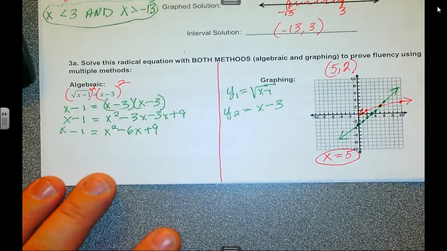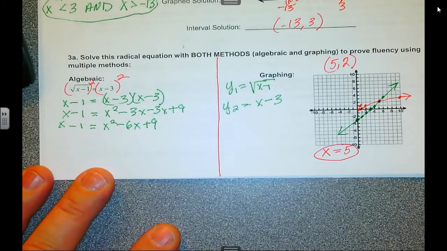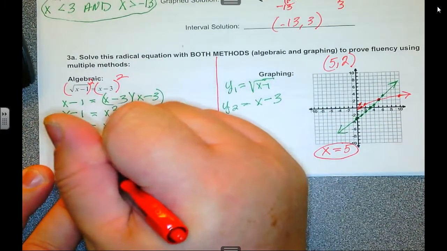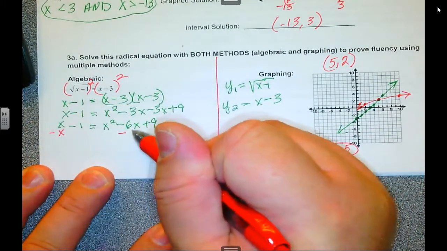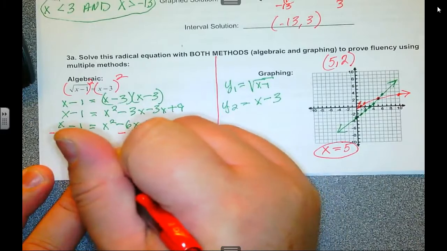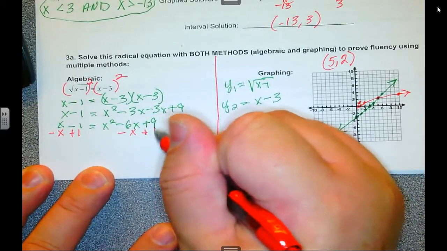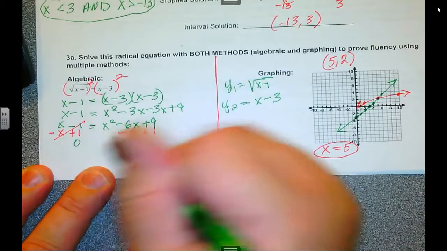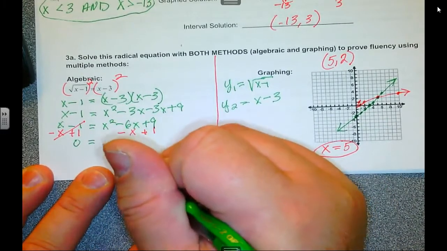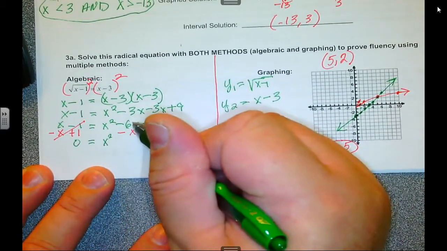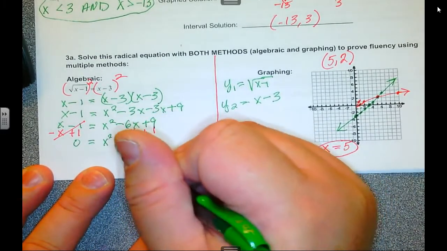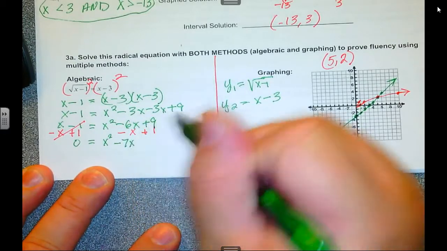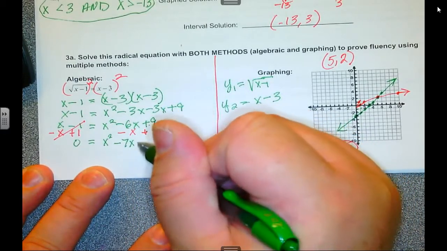I have to get a 0 on one side, so I'm going to subtract x. Make sure you subtract it in the right term. I'm going to add 1, add 1. This goes to 0. So I get x squared minus 6x minus x is minus 7x, plus 9 plus 1 gives me plus 10.